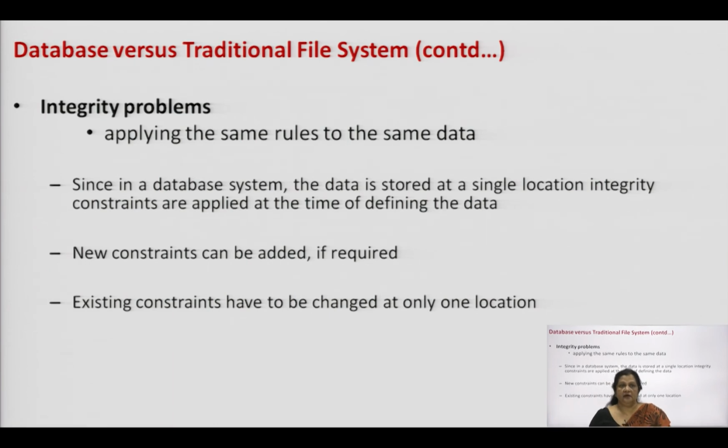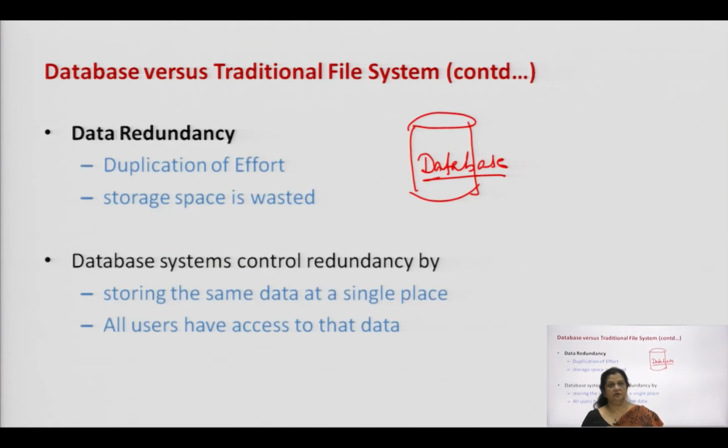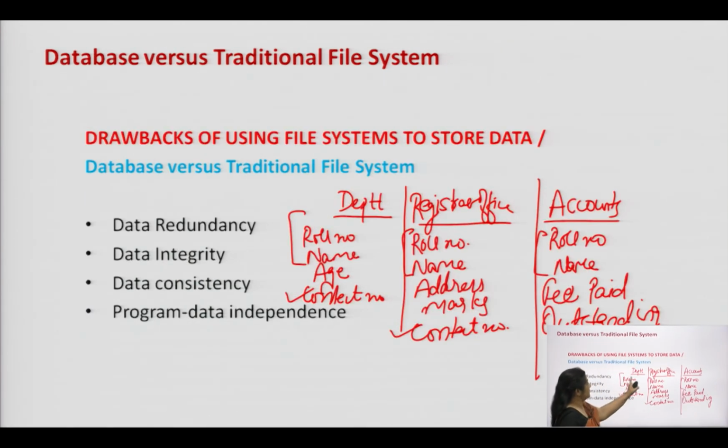Next is integrity. What do we understand by integrity? Integrity means applying the same rules to the same data. For example, here we have just seen that the department, the registrar office and the accounts need the student data, and all of them are storing the data on roll number, right. Now, it may happen that the department stores the number as an integer value, the registrar office stores it as a character value, and the accounts office also stores it as a character value.